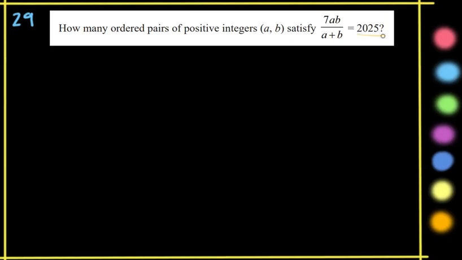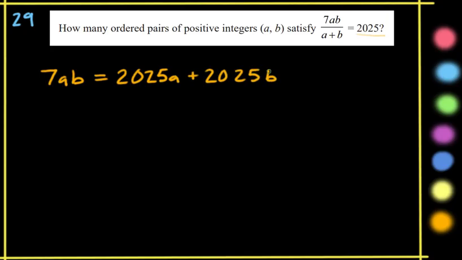Okay, they love to throw the year in. So the first thing to do is multiply by a plus b. So we have 7ab is equal to, and let's just expand this out, 2025a plus 2025b, right?